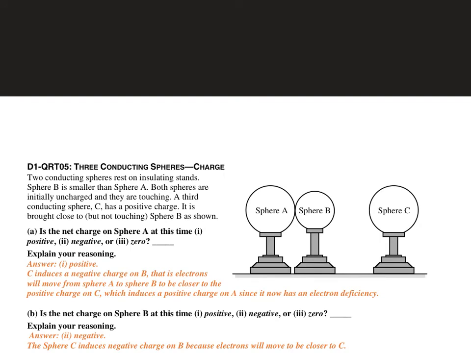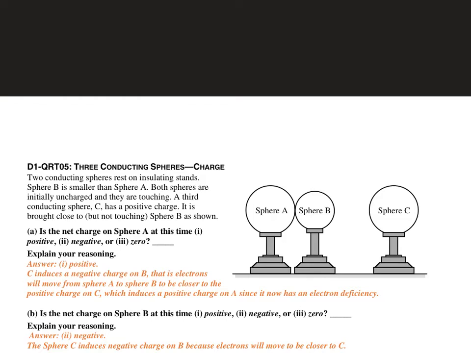In this situation, we now have a size differential that will change things a bit. So spheres A and B, where B is smaller than A, are initially uncharged and touching, so they are at an equilibrium of some sort. And if they're uncharged, they both have the same net charge, even though there might be more charge on one than the other.